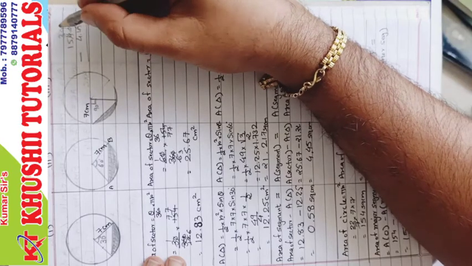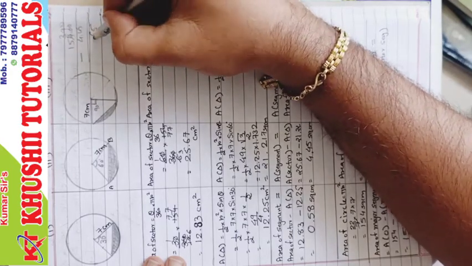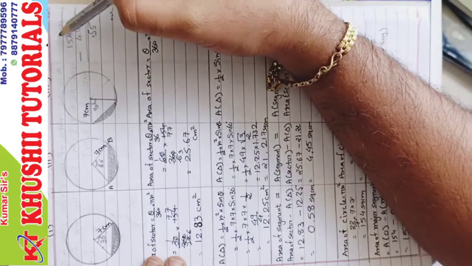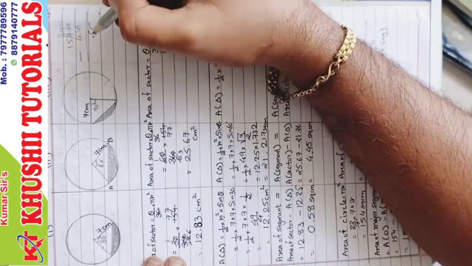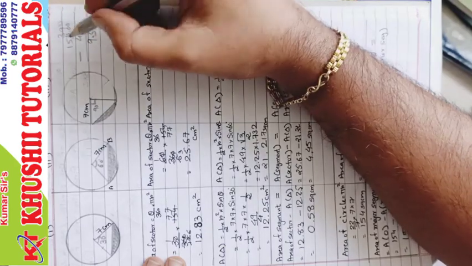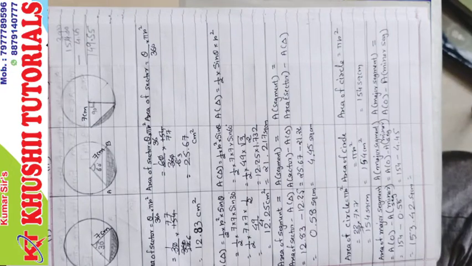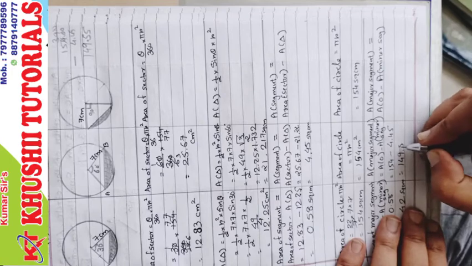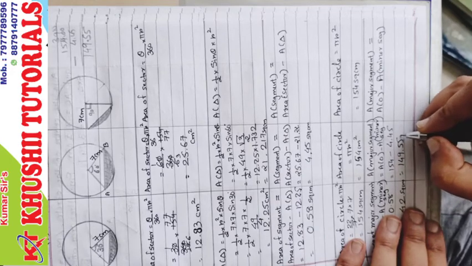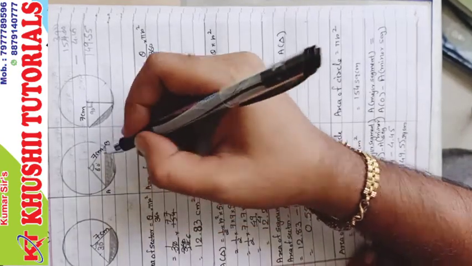10 minus 5, 5. 9 minus 4 also 5. And 13 minus 4 is 9. So 149.55 square centimeter. That is area of major segment.